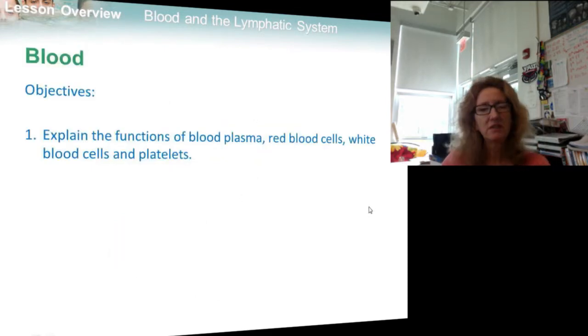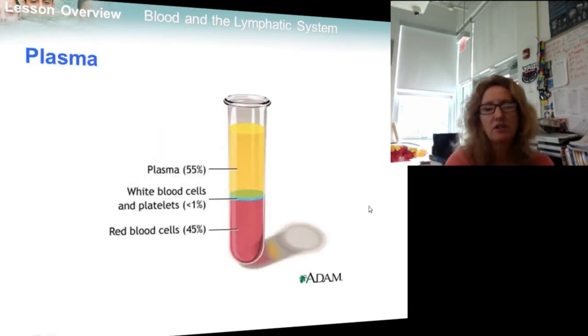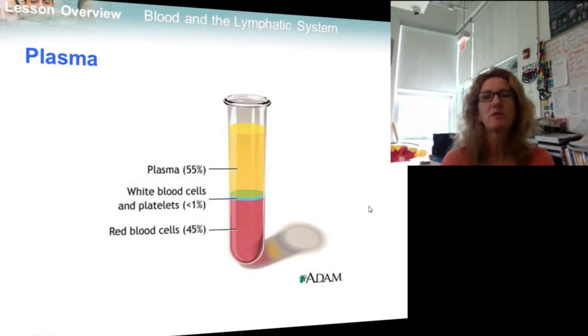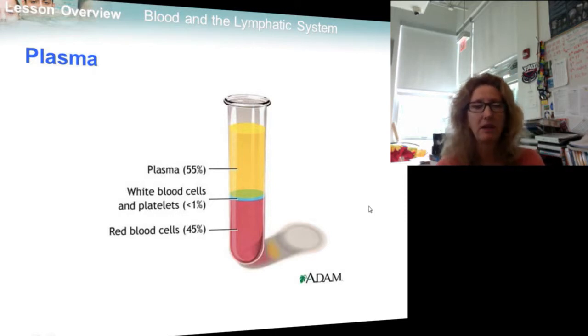Our first objective is to explain the functions of blood plasma, red blood cells, white blood cells, and platelets. So in addition to serving as the body's transportation system, the various components of blood also help regulate body temperature, fight infections, and produce clots that help minimize the loss of body fluids from wounds.